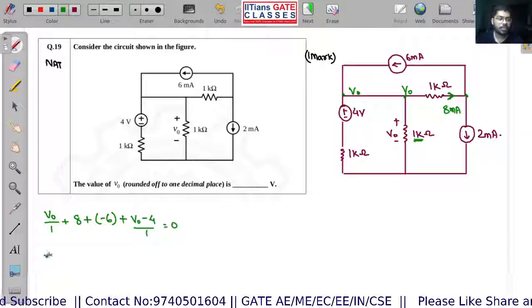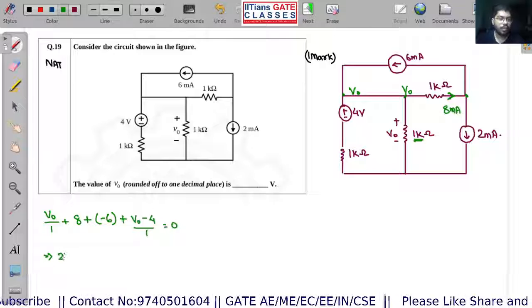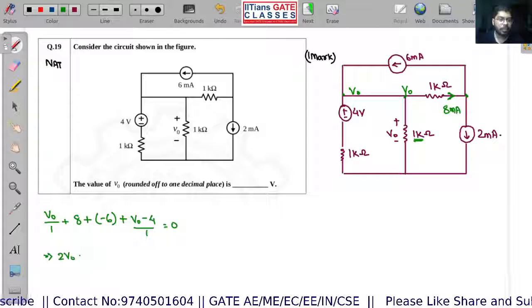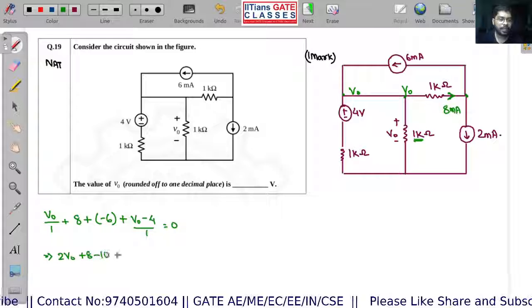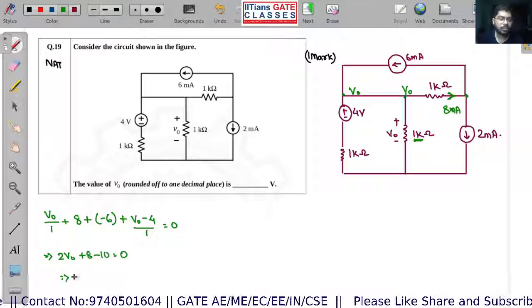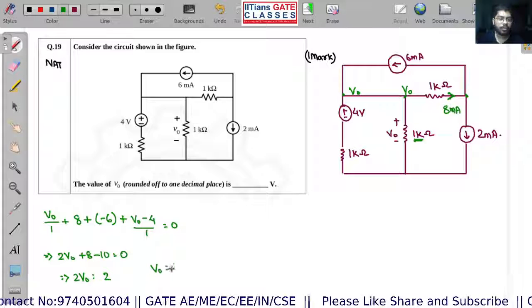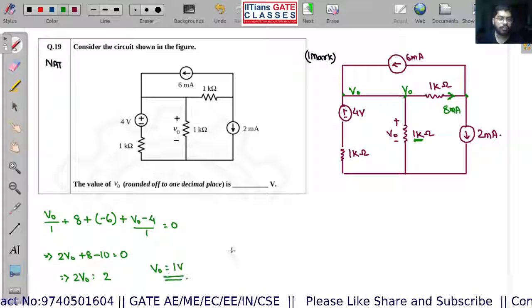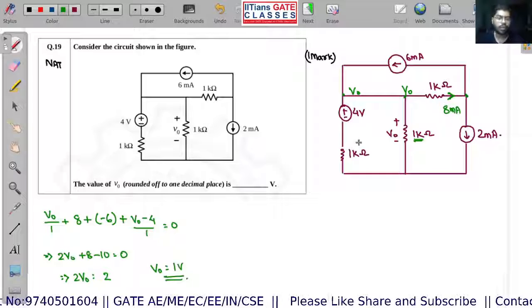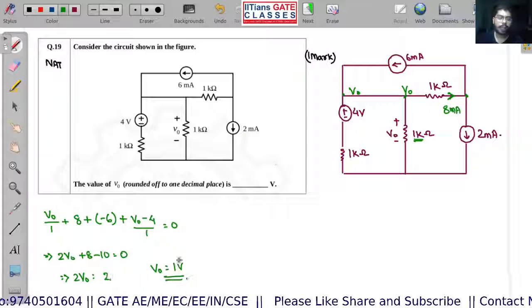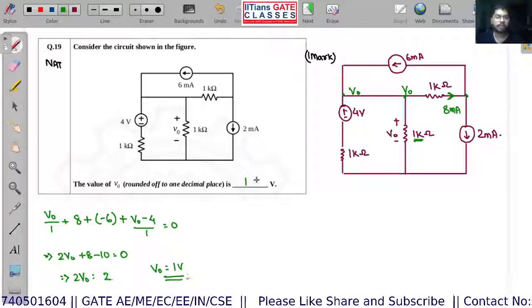So now let me solve this. This is what, 2 V naught plus 8 minus 10 equal to 0, which implies 2 V naught is equal to 2, V naught is equal to 1 volt. Okay, V naught is equal to 1 volt, and what you see, the answer to this question is 1 volt. Very simple.